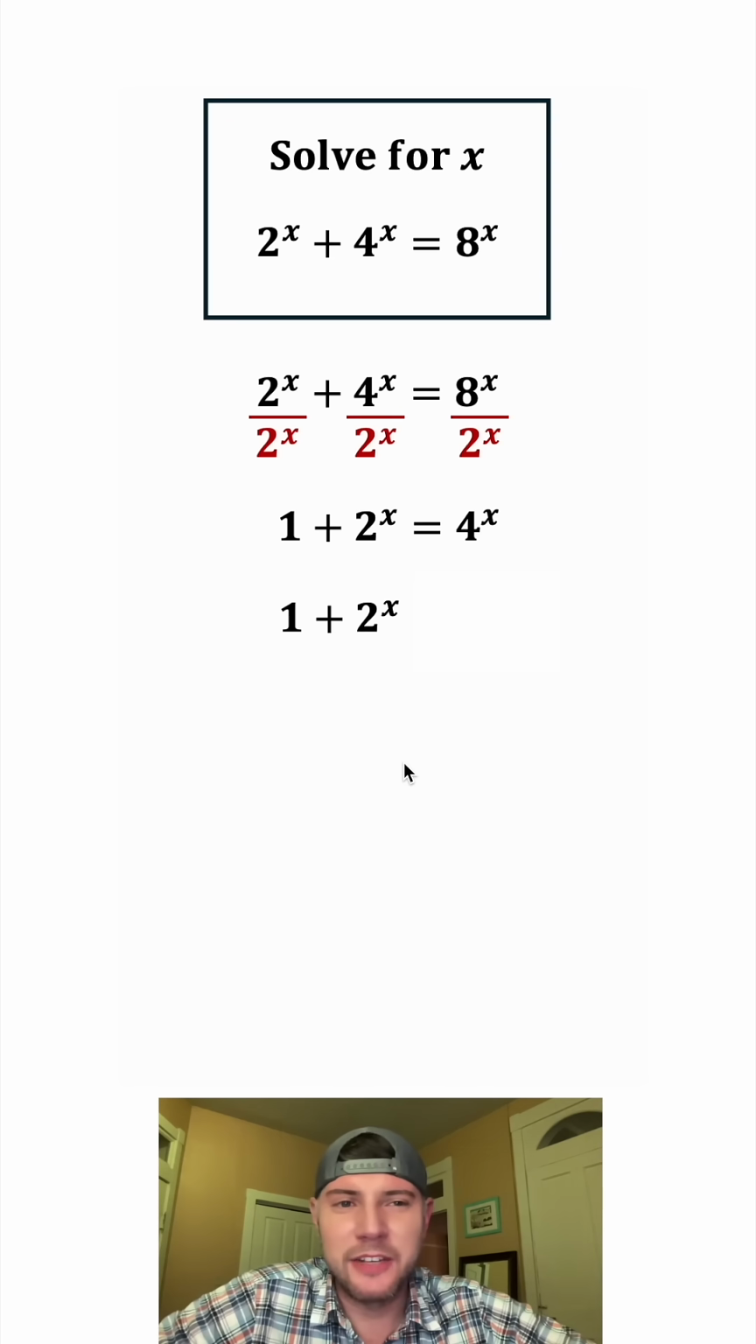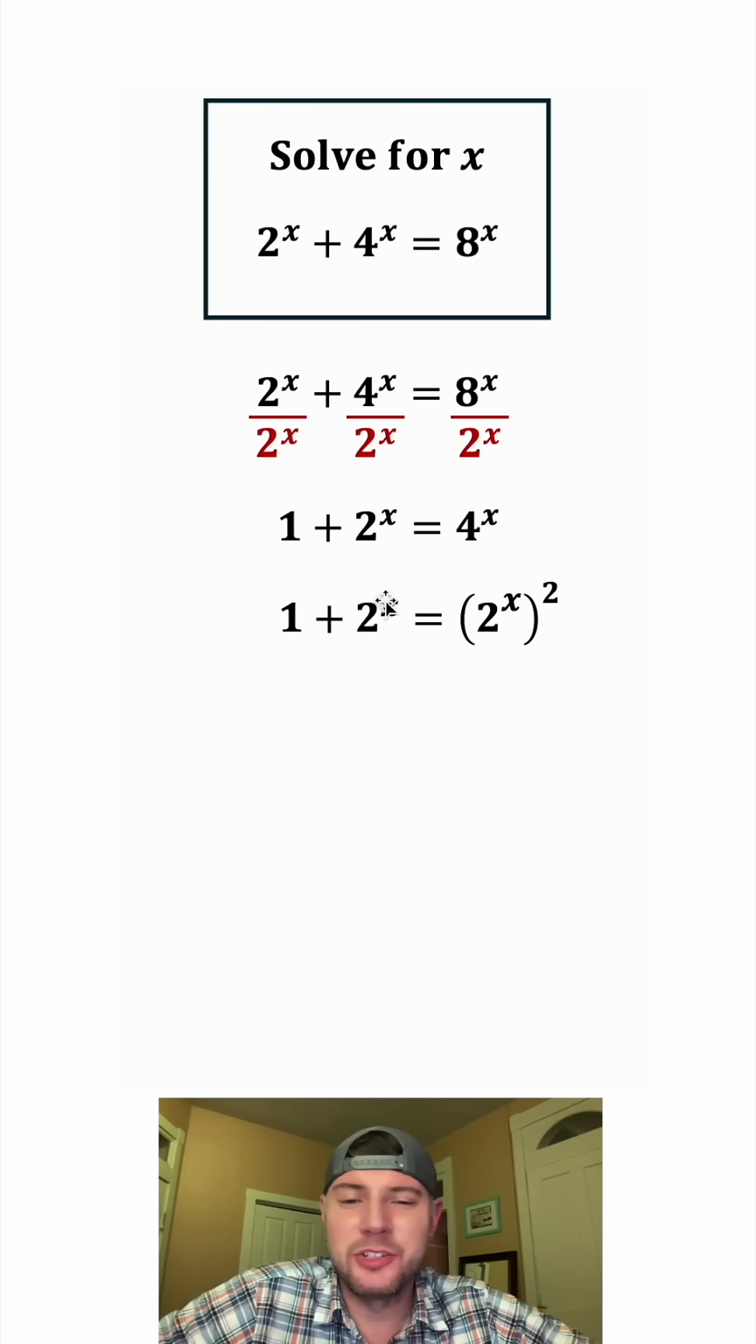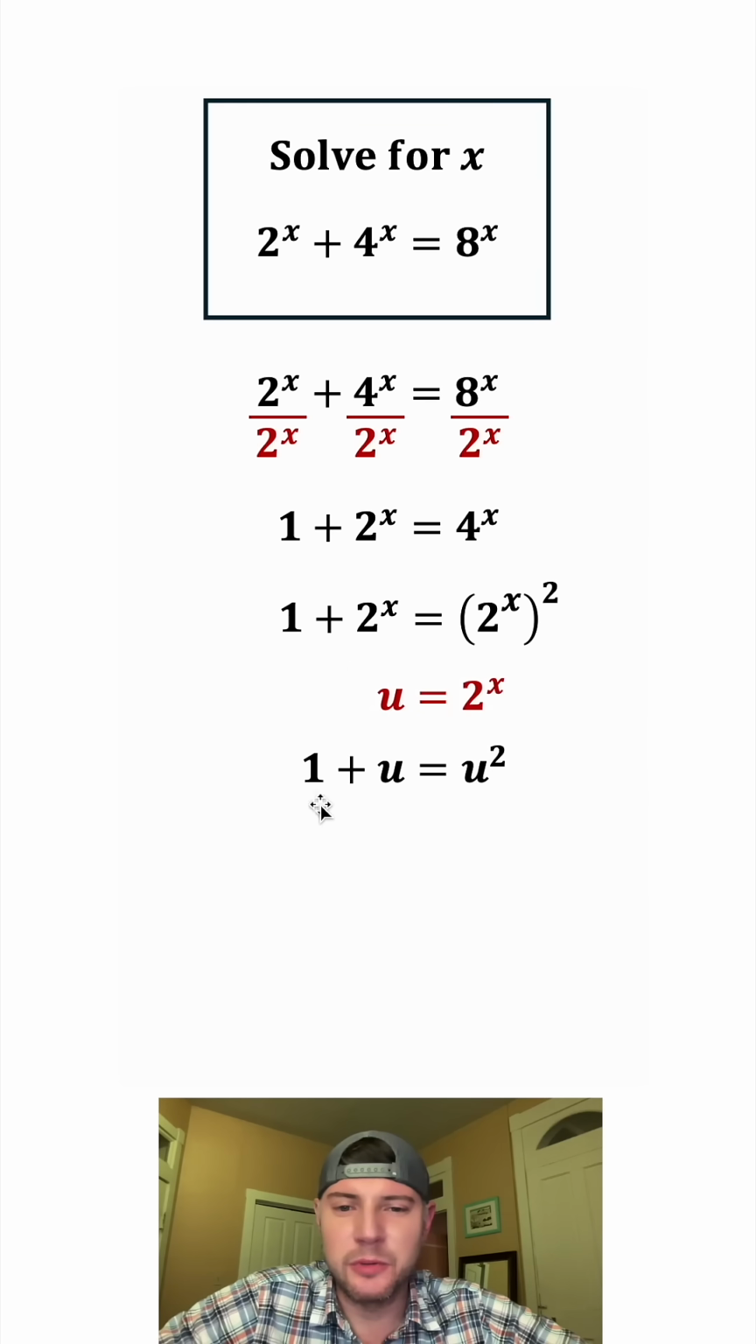Let's copy down the left-hand side, and on the right-hand side, let's rewrite this 4 as 2 squared. And then to simplify this, we can end up multiplying the 2 times the x, or another option is to switch them. And now we have 1 plus 2 to the x equals the quantity 2 to the x squared. Let's do some u substitution. If we let u equal 2 to the x, we can rewrite this as 1 plus u equals u squared.